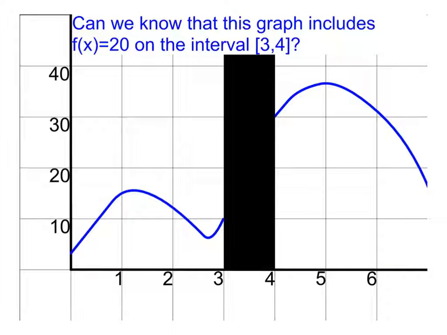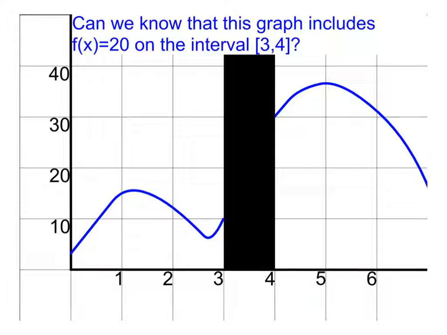So we got some graph, and we got a gap in our knowledge about this graph. Between 3 and 4 here, so you notice we're being asked about the interval 3 to 4. That's the black box there that we've laid over our graph where we don't know what's going on. Can we know that this graph includes f of x equals 20? You know, f of x equals 20, that's the same as saying y equals 20, right?